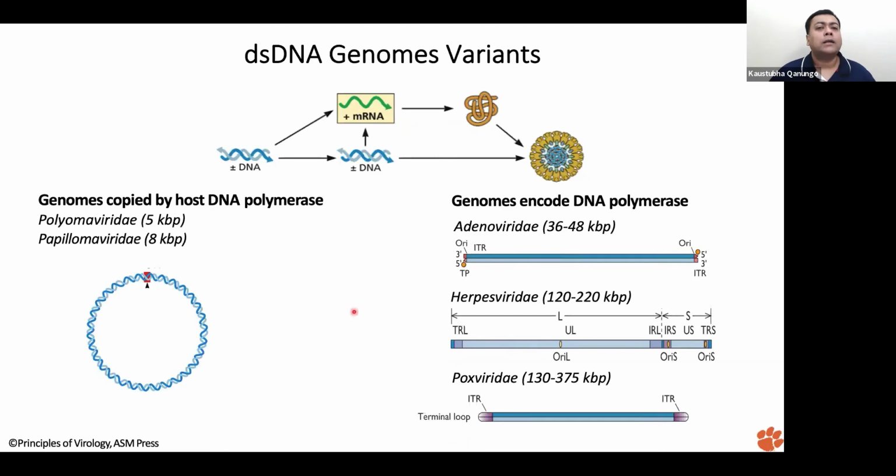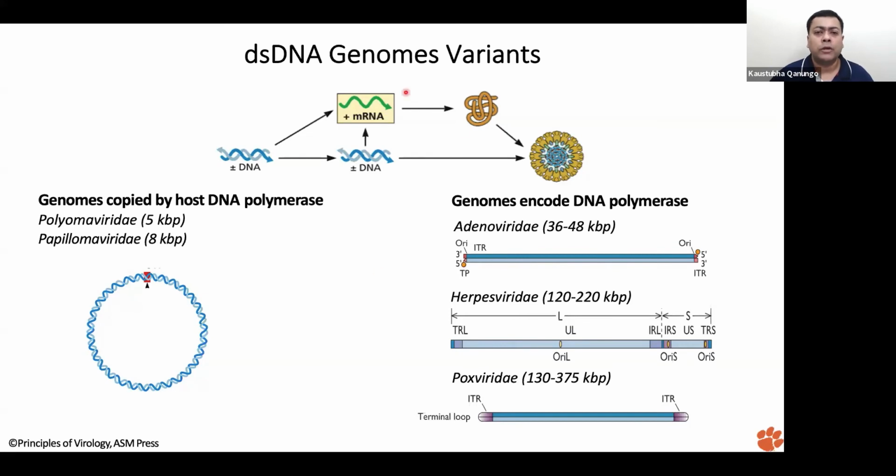So what are the variants of the double-stranded genome? This is the overall scheme. If you have a double-stranded DNA genome, it can make the mRNA, that will make the protein needed to make the box. The plus minus DNA will be replicated. This is the genome replication, and this is your mRNA synthesis. This genome will be put inside the box made by the protein. And that's basically the overview of the scheme.